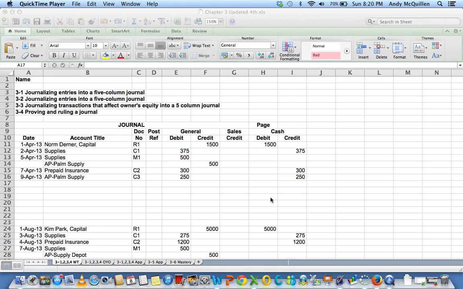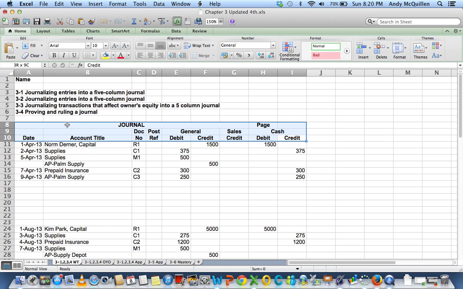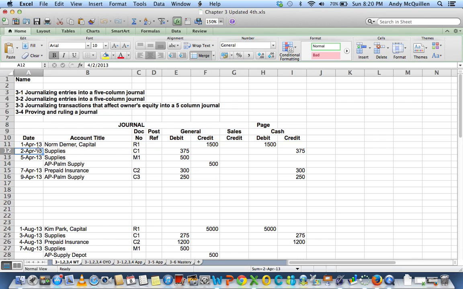3-1 work together. What we are doing is dealing with transactions that are in a journal, and you can see the journal here at the top that I have highlighted. We have what is called a 5-column journal: general debit, general credit, sales credit, cash debit, and cash credit. That is our journal. Now, how this will work, I'll explain in a minute, and as you can see, I have the work togethers done here on the page.